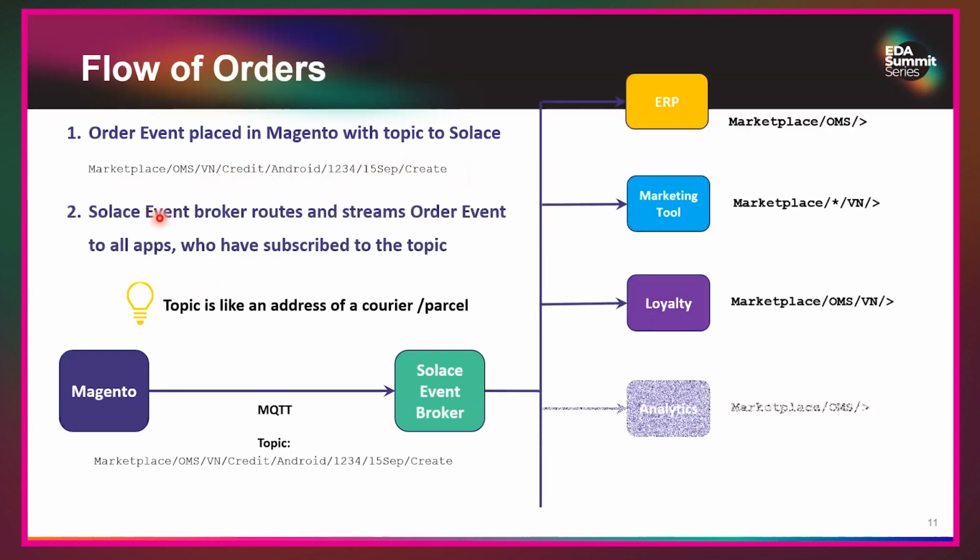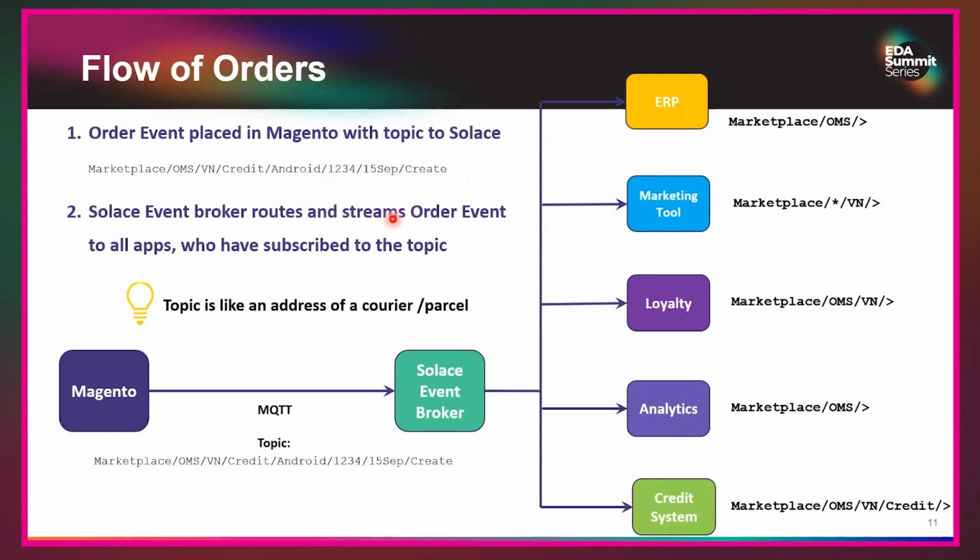Next, what will Solace do? This message, or this order, has to be given to multiple downstream applications which are interested in receiving the order. But each of these applications has its own criteria. So let's say in this example, there are 5 applications which are interested in the order information. First is ERP, which says I'm interested in all the orders which are getting generated on the marketplace. So the criteria it will mention is marketplace/OMS, and this greater-than sign is actually a wildcard. It says, give me all the orders.